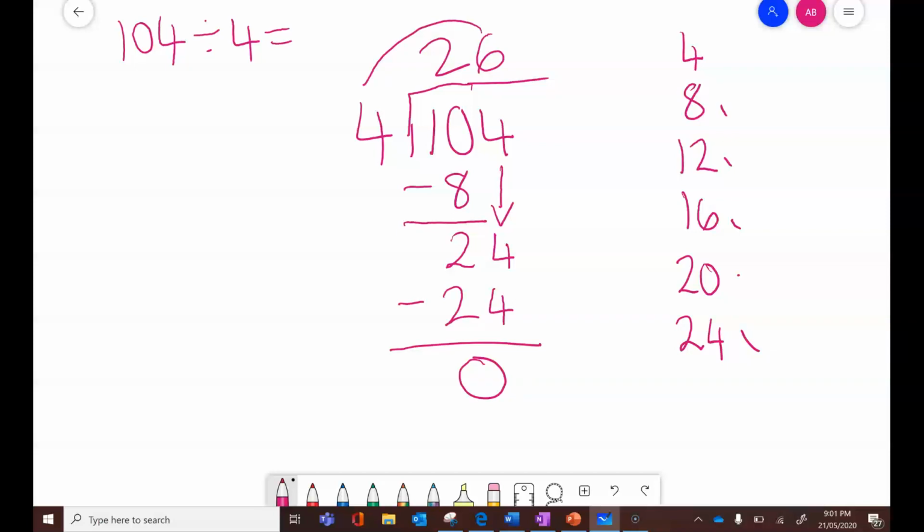So the answer to my question, if I have 104 lollies and I split it between 4 people, then those people will each get this answer. They will get 26 lollies.